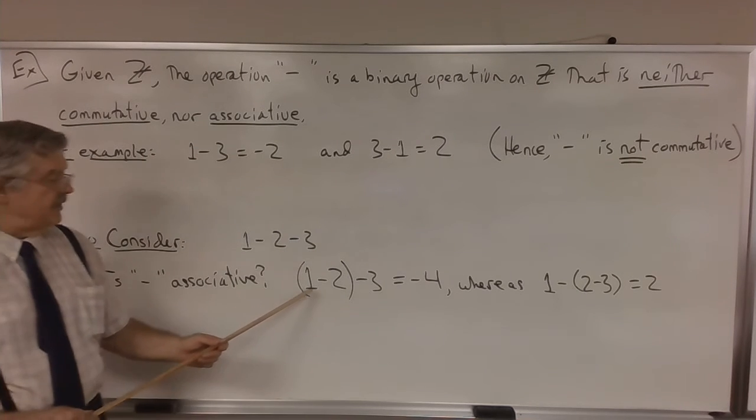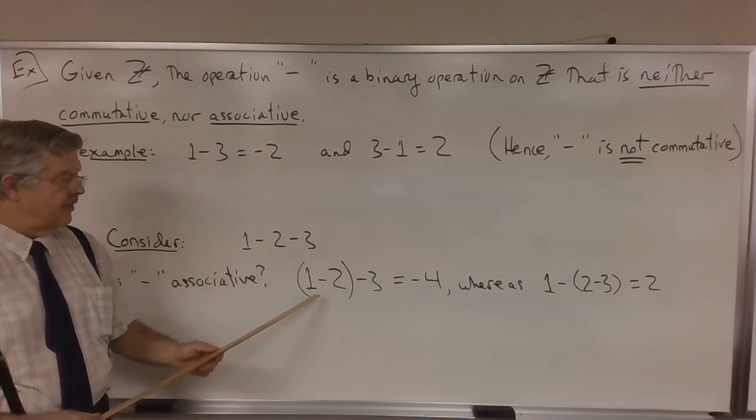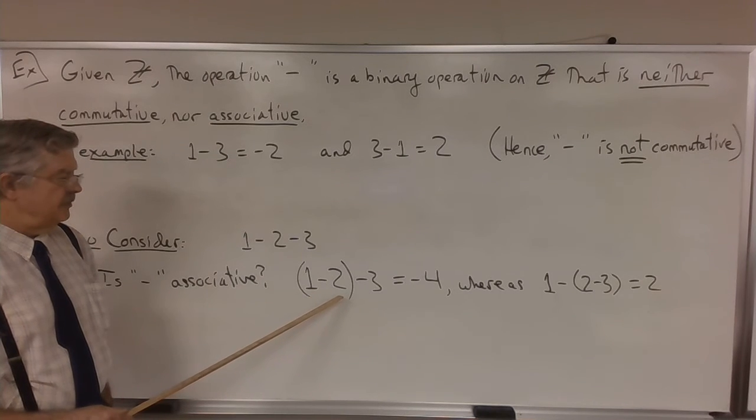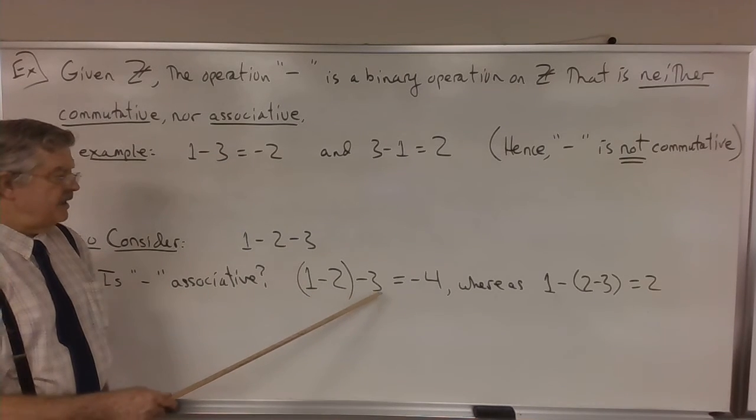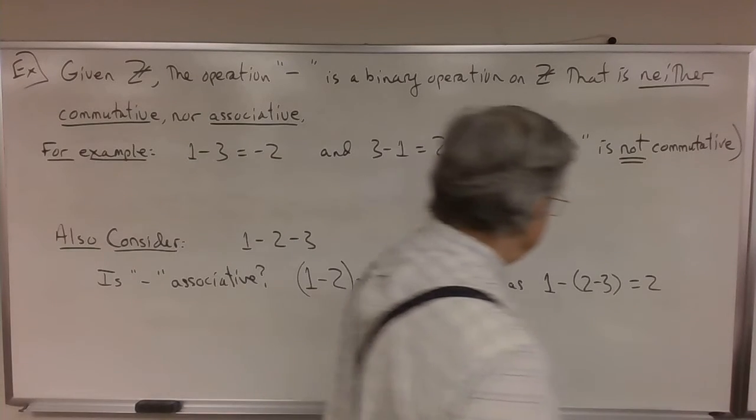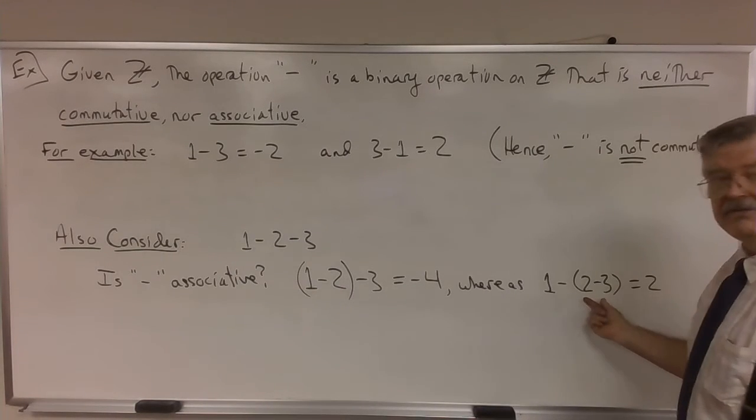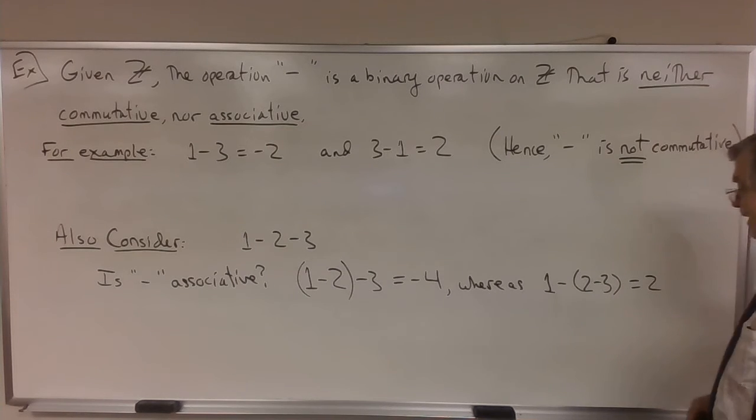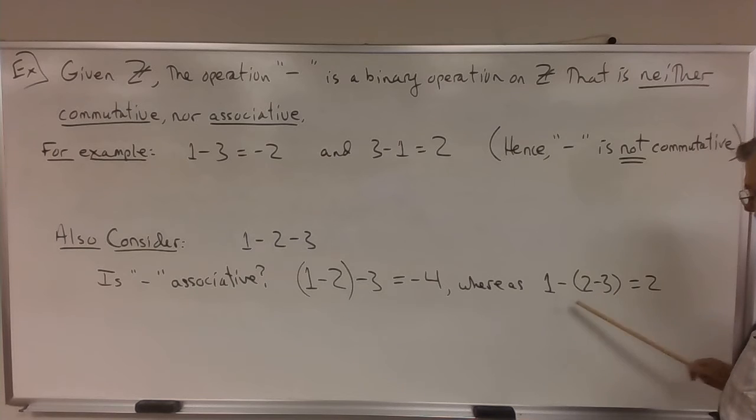Okay, let's associate 1 and 2 first. 1 minus 2 is negative 1. Minus 3 is negative 4. Now, what happens if we associate these two elements first? Then we have 2 minus 3 is negative 1. So that gives us 1 minus negative 1, which is positive 2.